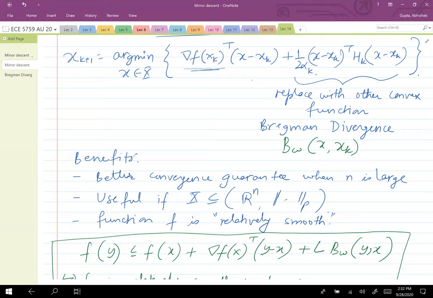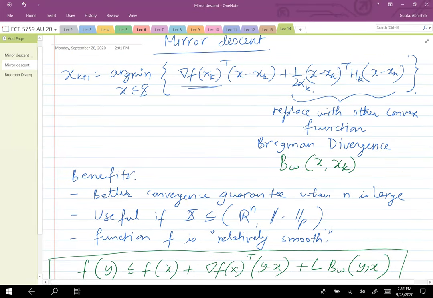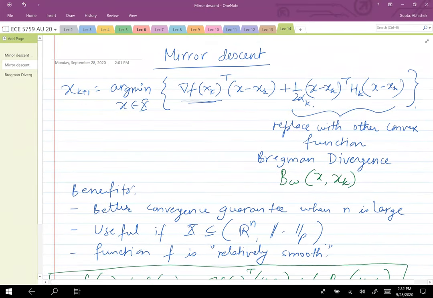Okay. Any questions so far on mirror descent algorithm? So all in all, if you have a very large dimensional problem, if your Rn is extremely large, you probably are better off using mirror descent algorithm rather than the usual gradient projection algorithm or some other first order algorithm. Okay, no questions?